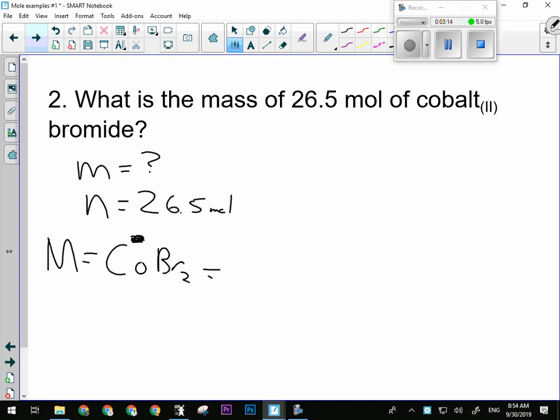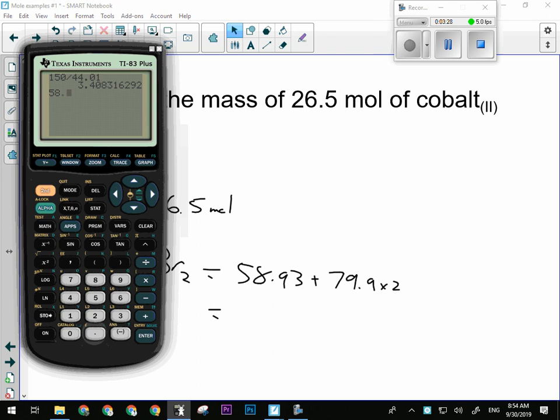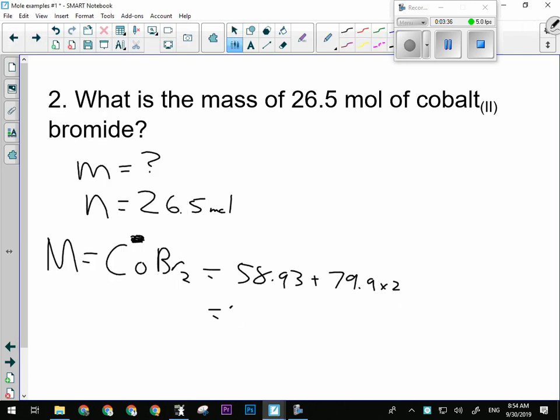All right, so cobalt, 58.93. There's only 1 of them. And then there's 2 bromines, so 79.9 times 2. All right, so we're looking at 218.73 grams per mole for our molar mass.